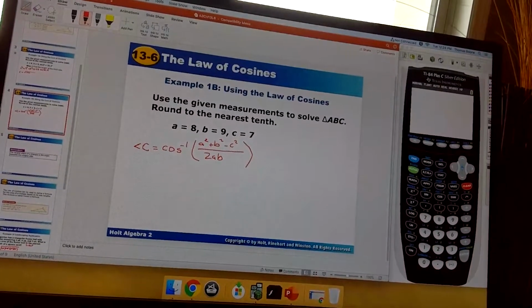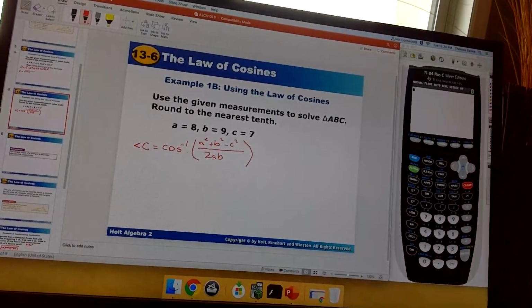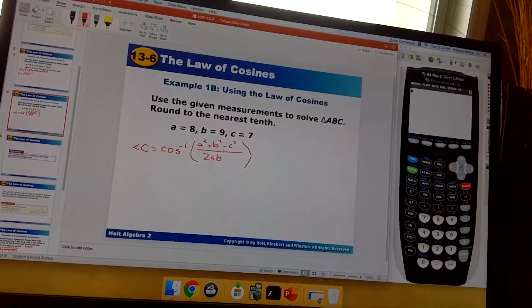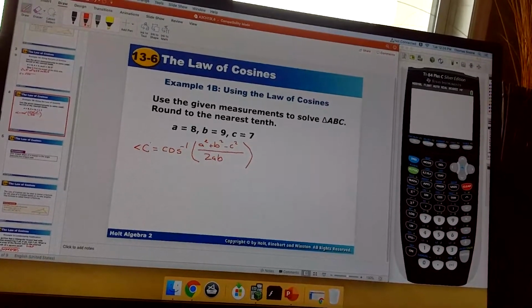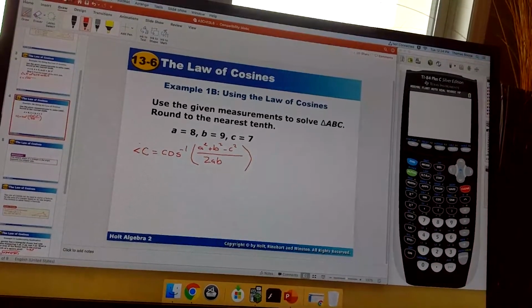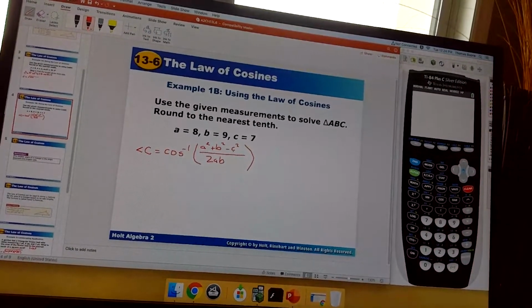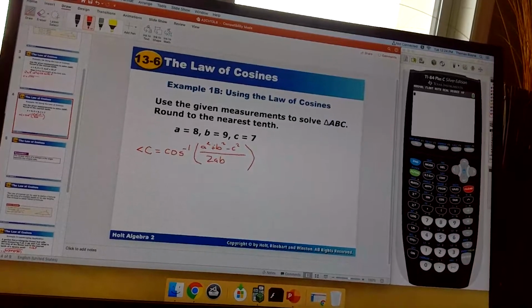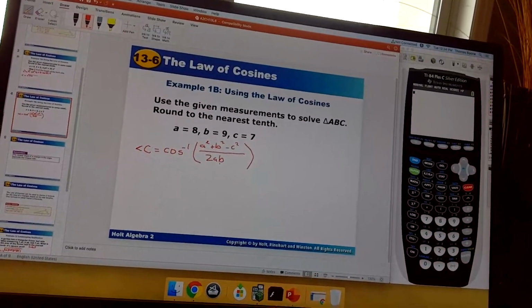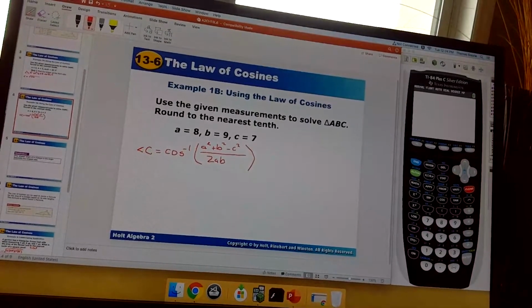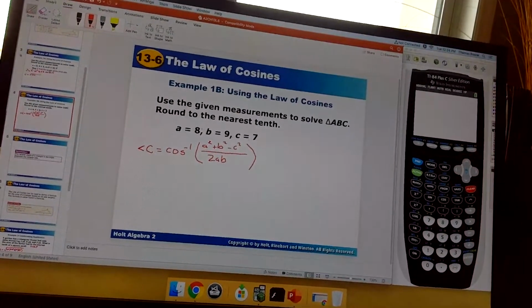By manipulating and solving for the angle, we can take the inverse cosine of a squared plus b squared minus c squared, all over 2ab. As we look here, if you're trying to find angle C, that's the side you subtract. These are the two sides that form the angle C, so it's very important that you put it in that fashion. Now again, if we were trying to find angle A, we would say 9 squared plus 7 squared minus 8 squared.